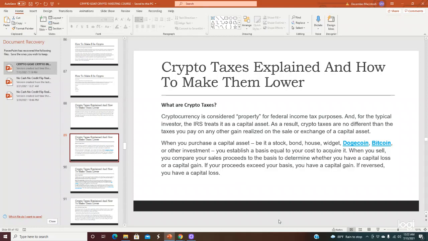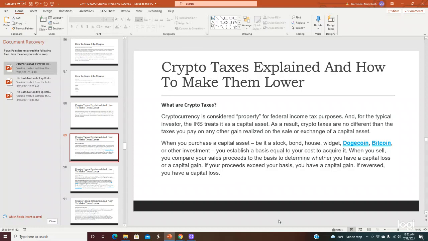Cryptocurrency is considered property for federal income tax purposes, and for the typical investor, the IRS treats it as a capital asset. As a result, crypto taxes are no different than the taxes you pay on any other gain realized on the sale or exchange of a capital asset.